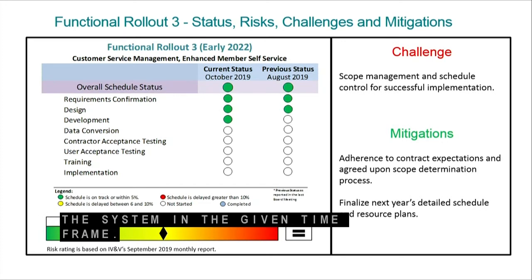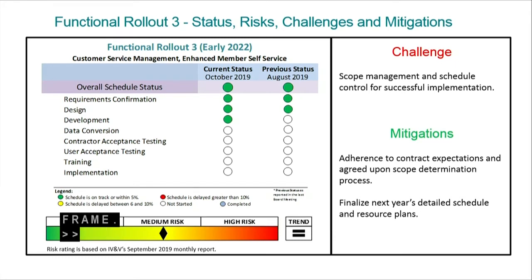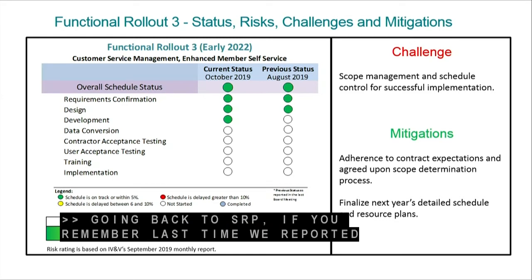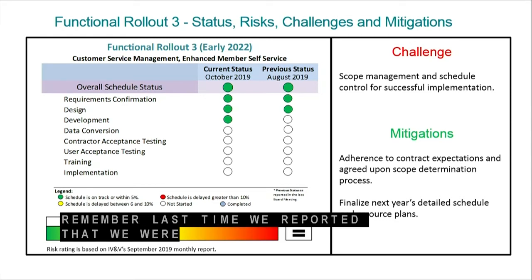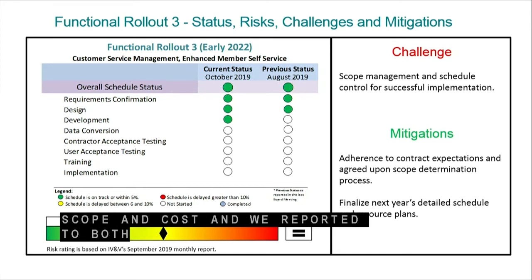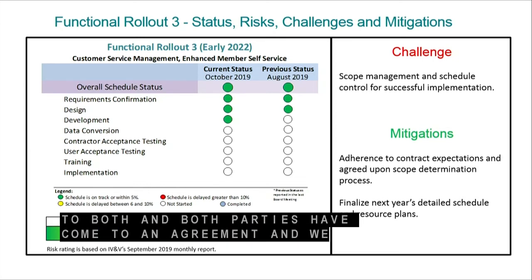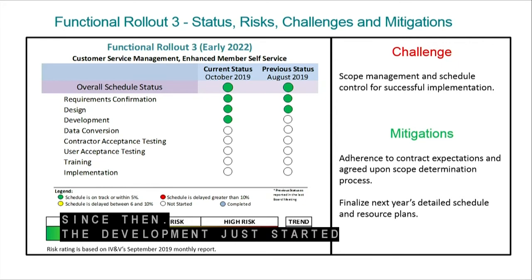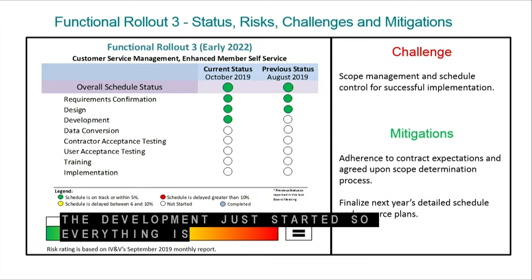Going back to FR3, we are making good progress in functional rollout 3. If you remember, last time in the board meeting, we reported that we were negotiating the scope and cost with Team CGI, and we were in the process of negotiation when we presented the report to you. We are happy to say that both parties have come to a successful agreement, and we have been able to make good progress since then. In FR3, the design is in full swing, and development has just started 2 weeks back. So everything is going well in FR3 at this point of time. I'll be happy to take any question before I pass on to Melissa.